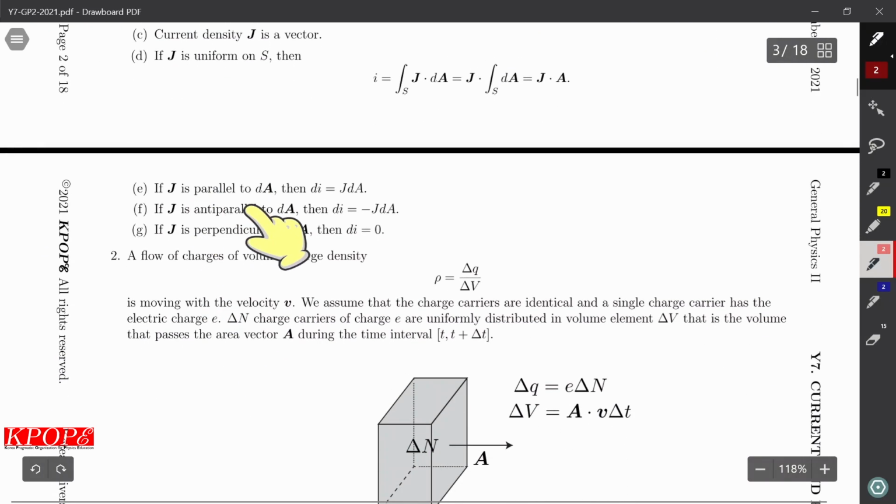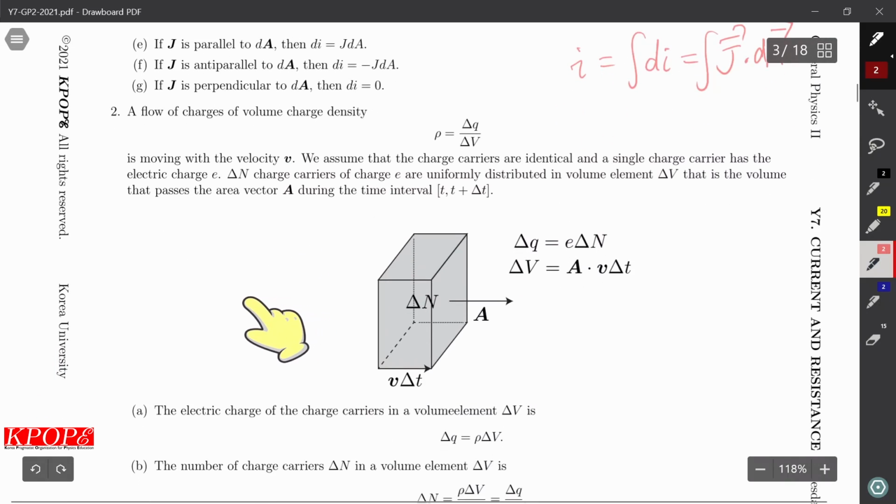If J is parallel to dA, then dI is J dA, and I can be computed by integrating dI, where dI is J dot dA. Okay. If J is anti-parallel, then cosine theta becomes -1, so dI is minus J dA. If J is perpendicular to dA, then the current element vanishes because cosine theta becomes 0.